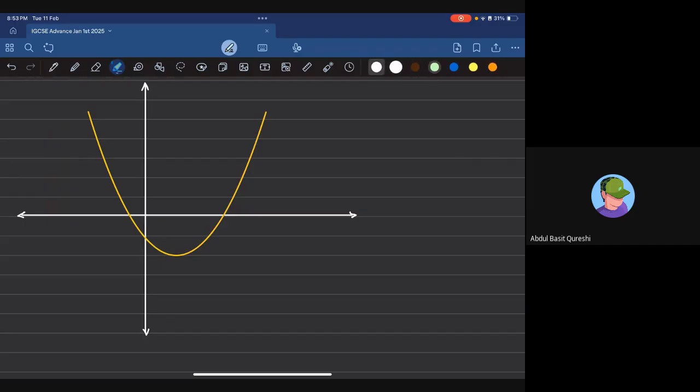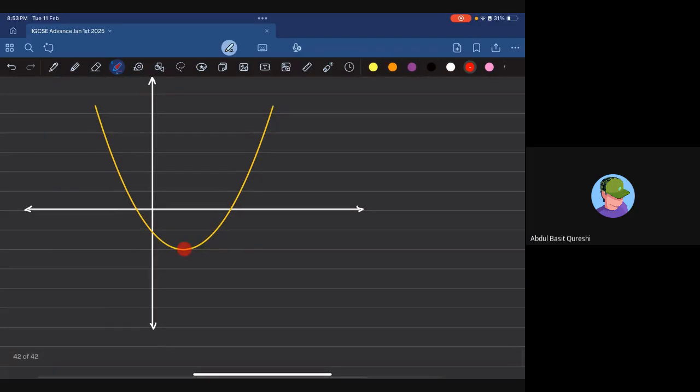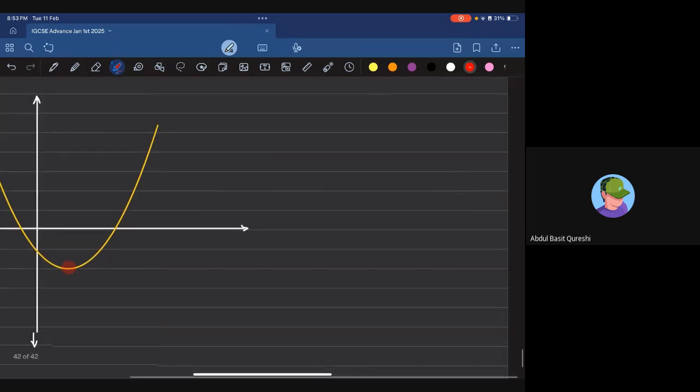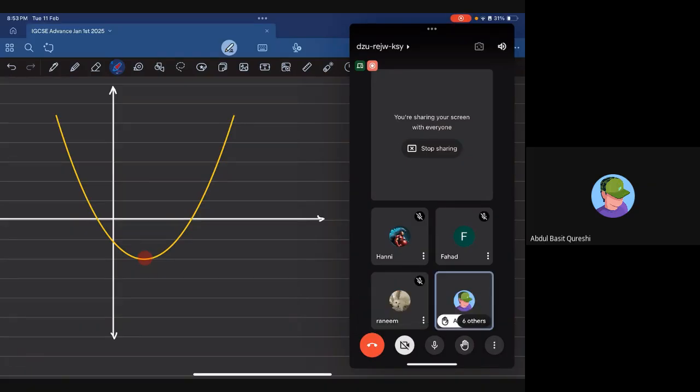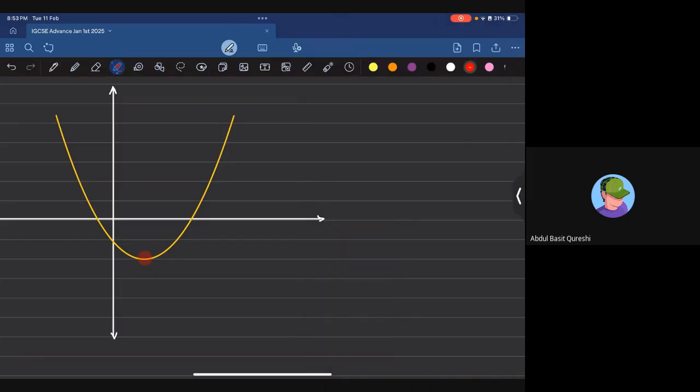At this point, guys, can someone tell me, first of all, what is this point? Fahad and Saad, you've got your hands up. What's up? Oh, you were asking about the answer. Okay. Yes, Basit. What is this point? Minimum point. Minimum point? Okay, yes.